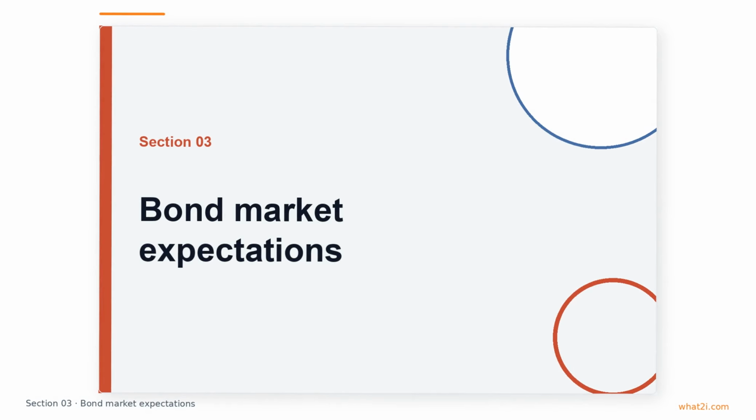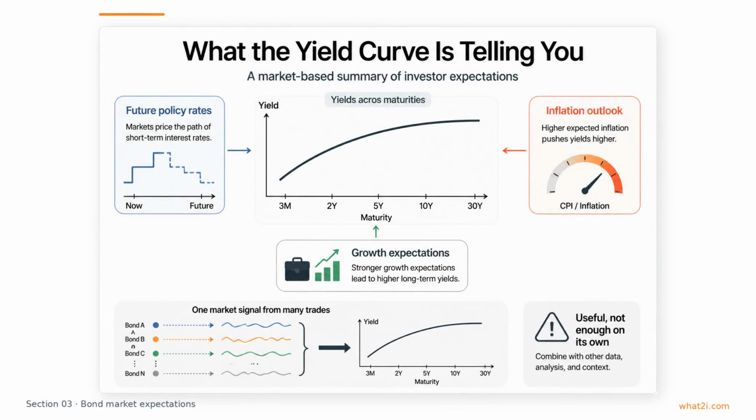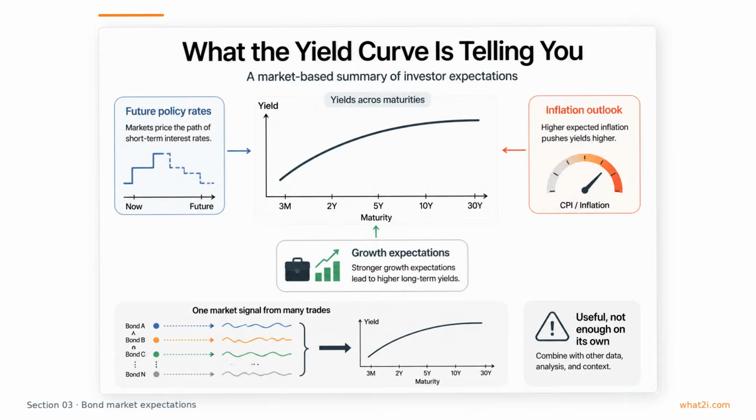Section 3. Bond market expectations. The yield curve matters because it is a market-based summary of collective expectations. Thousands of investors are constantly trading bonds based on their views of future policy, inflation, and growth, and those views become visible in yields across maturities. Instead of reading every individual trade, we can observe the curve those trades produce. That makes the yield curve a practical way to monitor what the market is pricing in. But it is still only one signal, not a complete explanation of the economy. It is most useful when combined with other evidence.